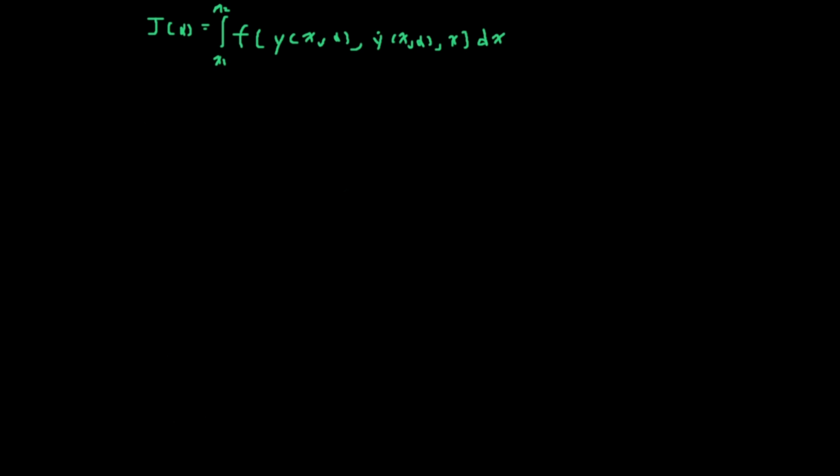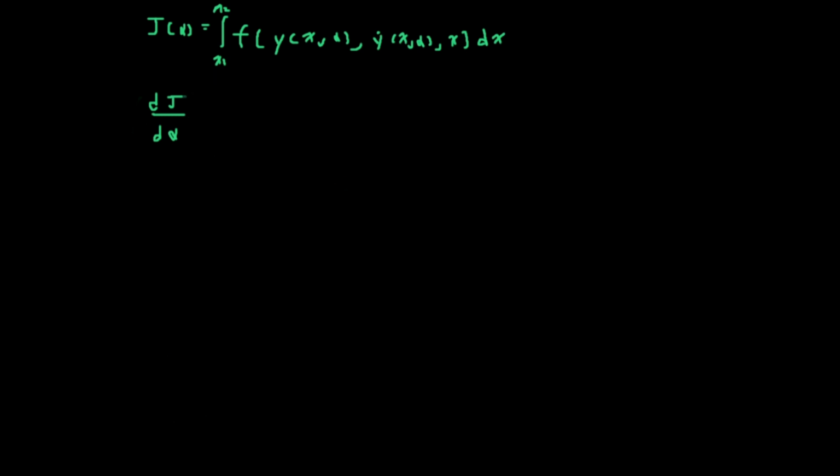So to find a stationary value of J of alpha, what we would want is the derivative of J with respect to alpha at alpha equals 0, because we're going to assume that alpha equals 0 is the correct path, to be equal to 0, and that's what a stationary point is in calculus. So to do that, we could take the derivative of both sides of the equation.